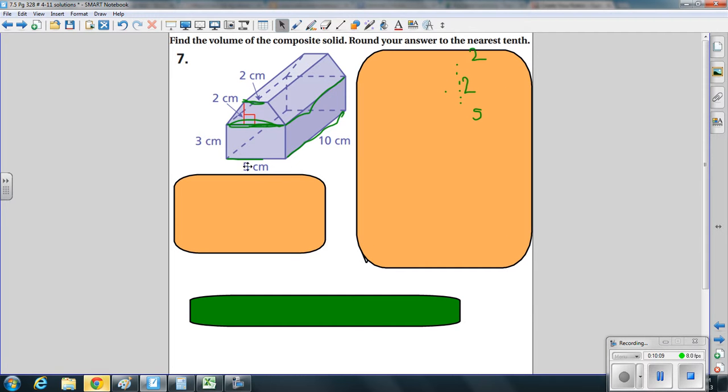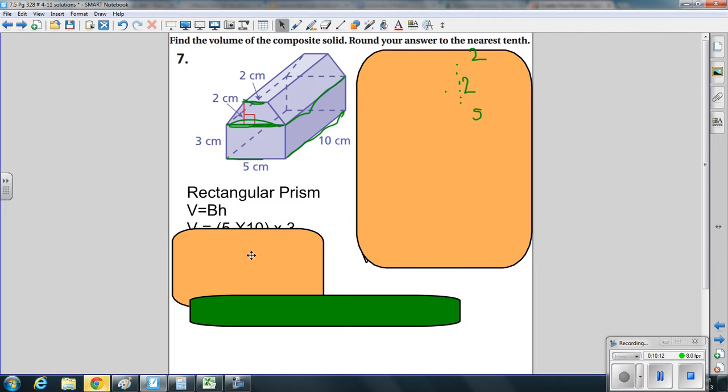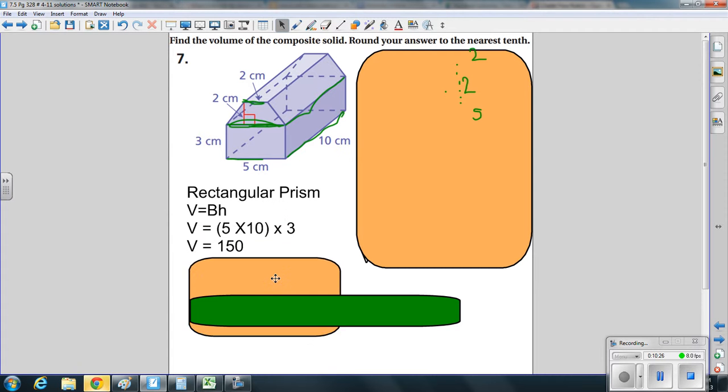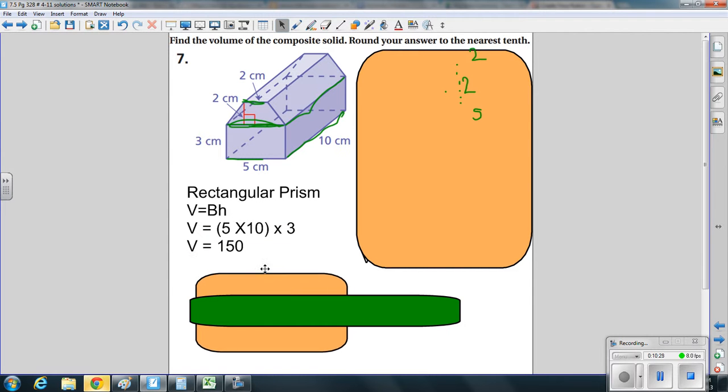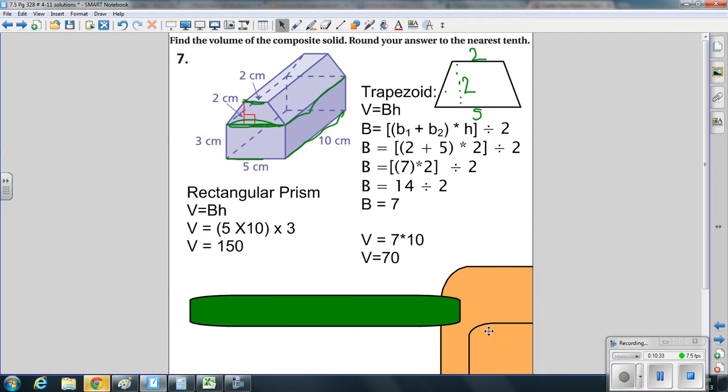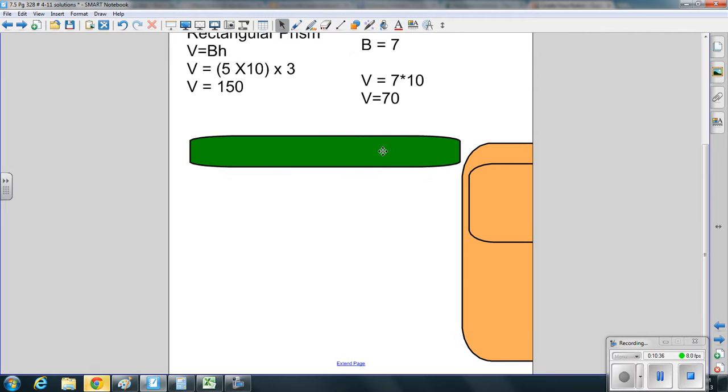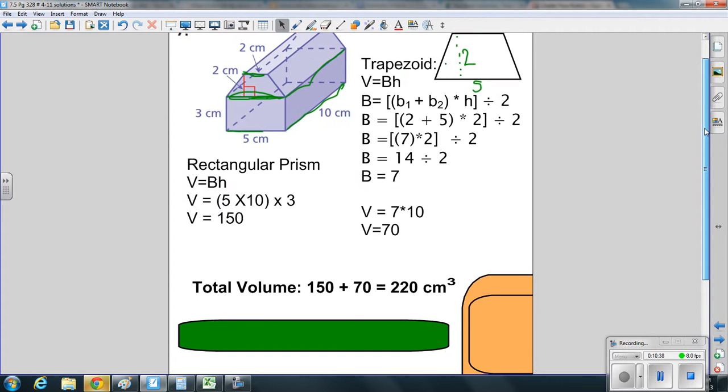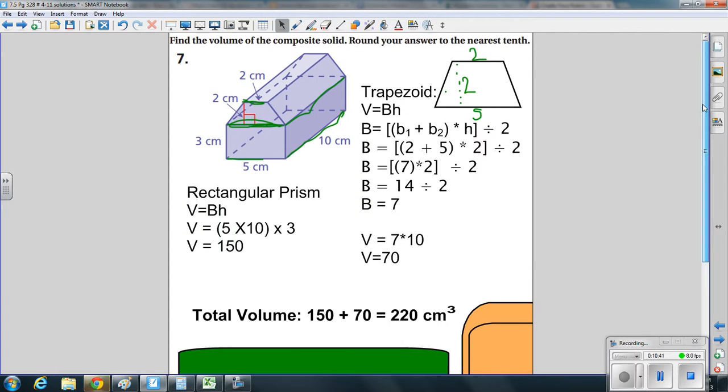Okay, now we're going to take a look at the rectangular prism on the bottom. Remember, the formula is area of the base times the height. So we're going to do 5 times 10, then the height of 3. Here's the height, which would be the same length as this line, and the line in the back corner. So we get a grand total of 150 centimeters cubed. And to find the grand total, we take the two volumes, 150 plus 70, and we get a final solution of 220 centimeters cubed. Any questions, please ask.